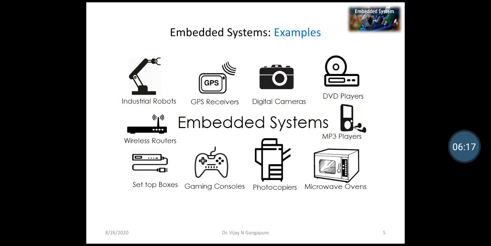Then gaming consoles, photocopiers, its common name is Xerox machine, you call it. So that is photocopiers, microwave ovens, etc. So many examples are there of embedded system. Or for example, today's vehicles are also embedded with control units that control or provide various functionalities. So that is also an example of embedded system.